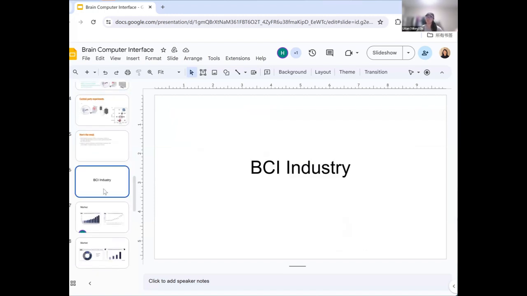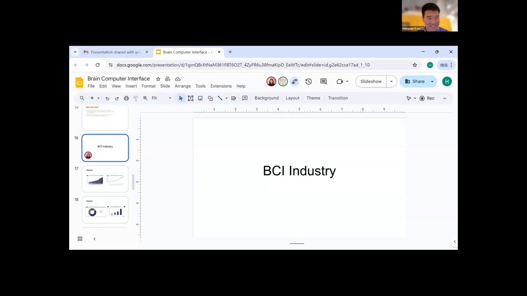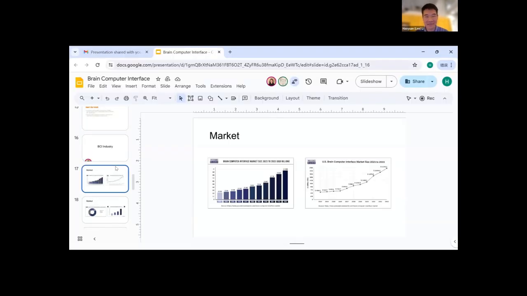So we can move to the industry. Okay, let me share my screen. So we are moving to the industry part, and the first is the market size.